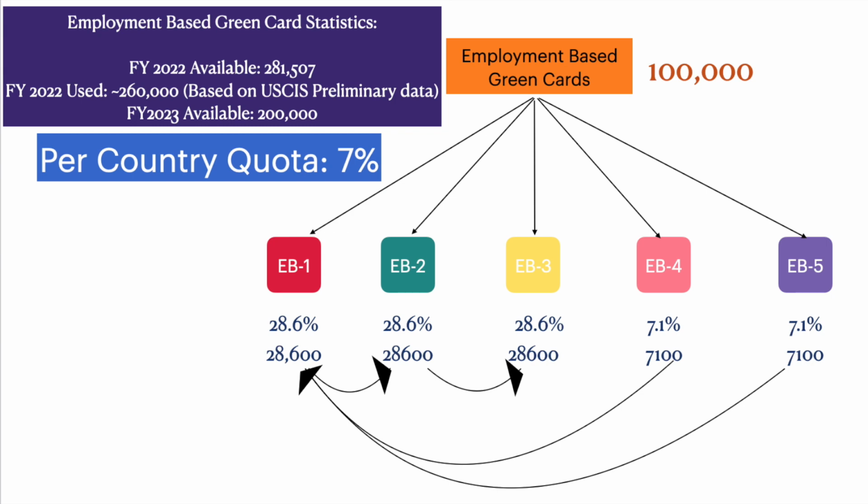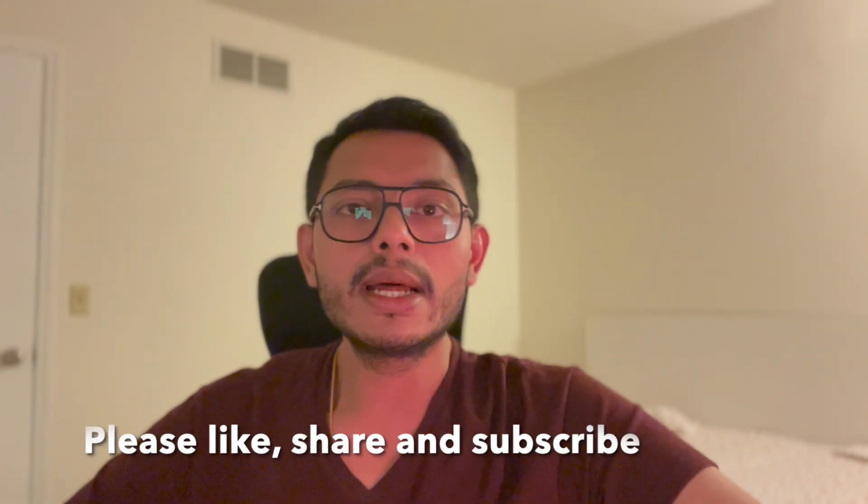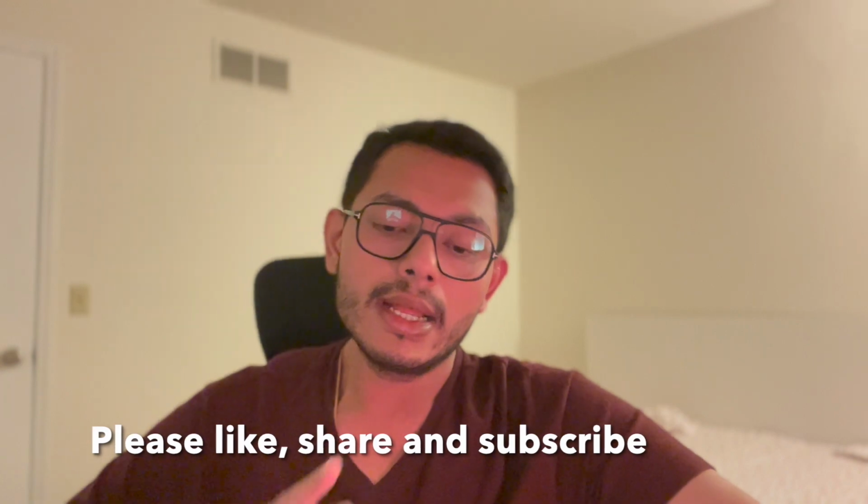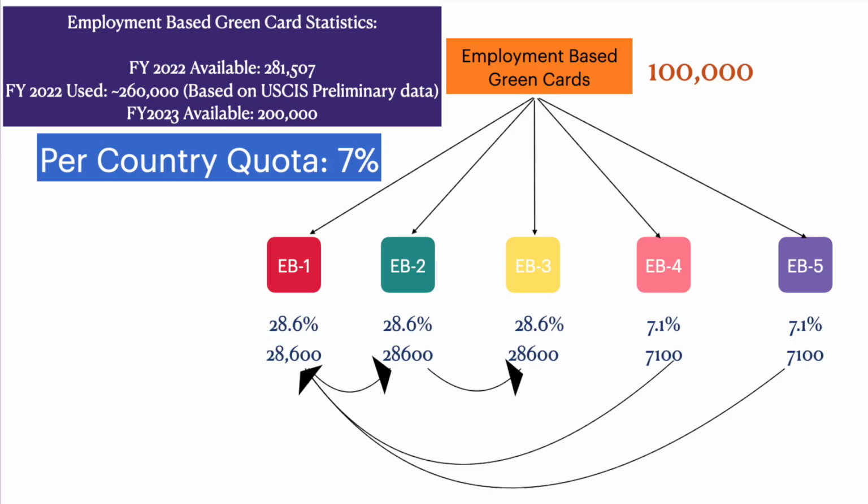So if there's a spillover, the green cards that were not used in EB4 and EB5 will go back to EB1. And that's why EB1 has more green cards when compared to EB2 and EB3. Now, coming to the numbers. In 2022, USCIS said that there were 281,507 employment-based green cards available. And that's a huge number.